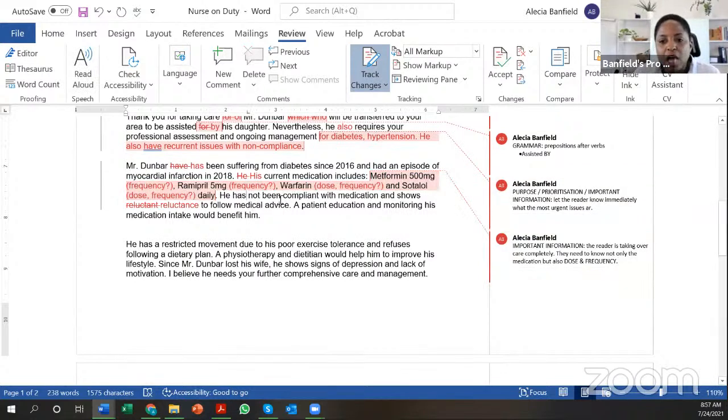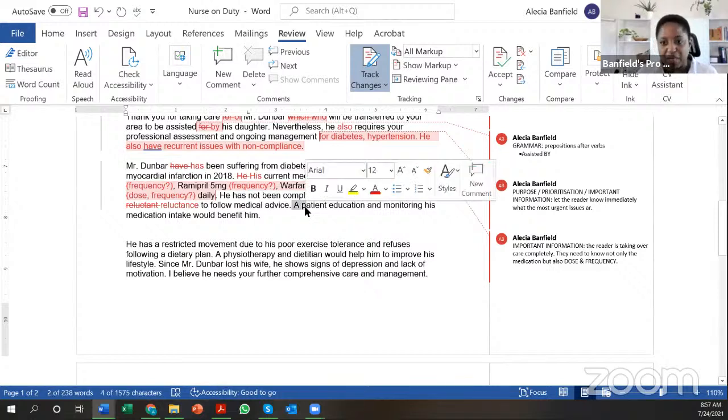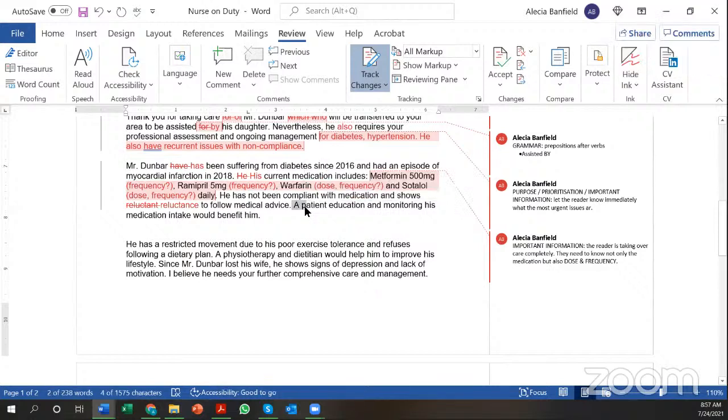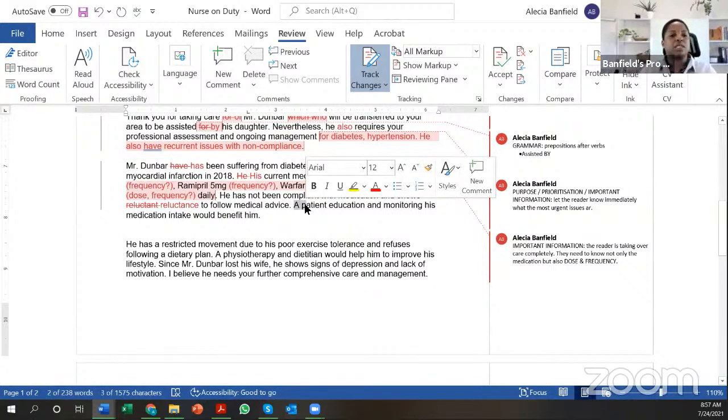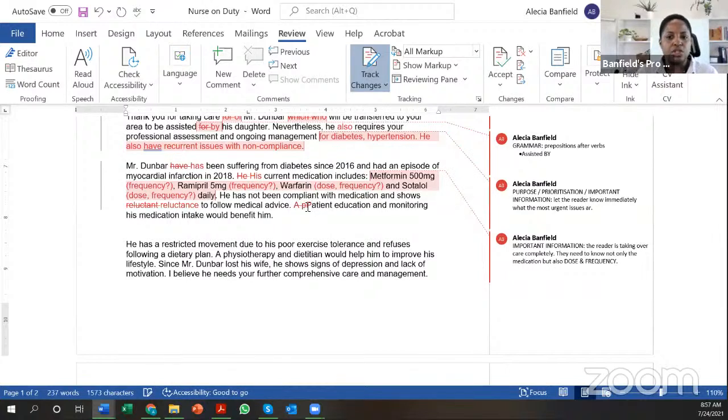So he has not been compliant with medication and shows reluctance to follow advice. A patient education. What's wrong with this? Do you need the A here? No, you don't. Because patient education is kind of like a broad topic. You wouldn't say, I do the math in class. You would say, I do math at school. It's a big topic, right? So you just put patient education, no article needed.